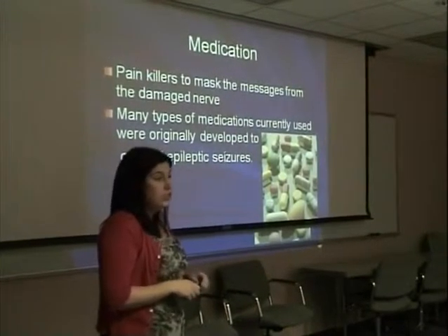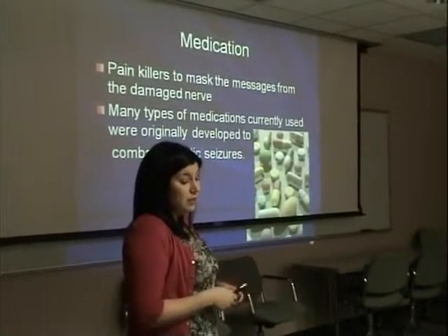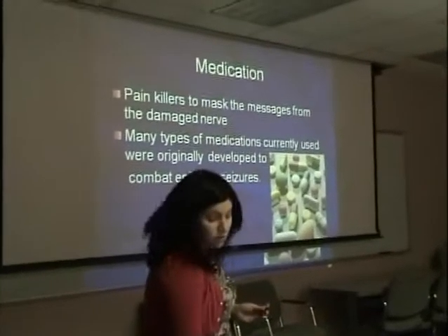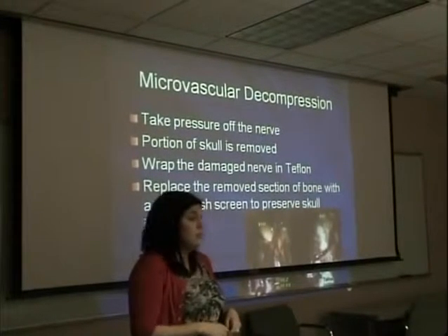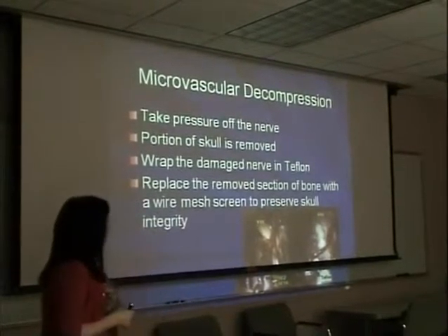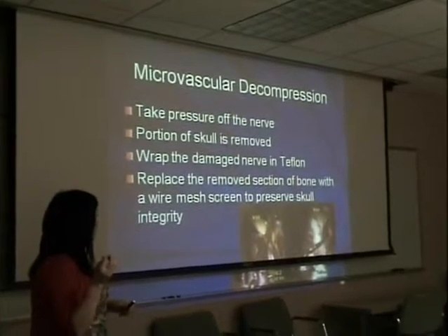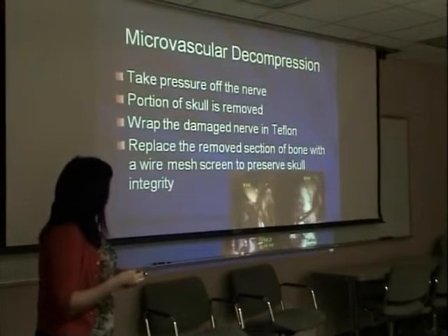Painkillers to mask the messages from the damaged nerves. There are many medications currently used that were originally developed to combat epileptic seizures. Obviously, there is microvascular decompression, and that's where they take the pressure off the nerve. A portion of the skull is removed, the nerve is wrapped in Teflon, and then they replace the removed section of bone with a wire mesh screen to preserve the nerve's integrity.